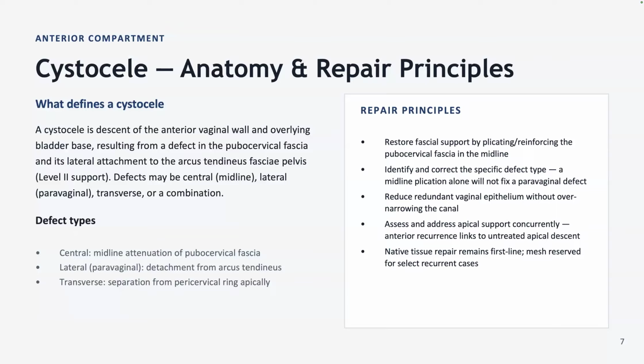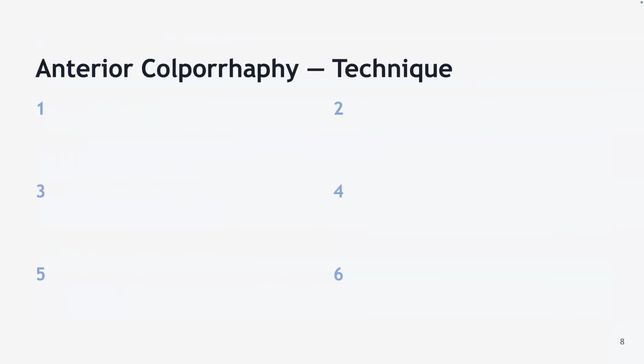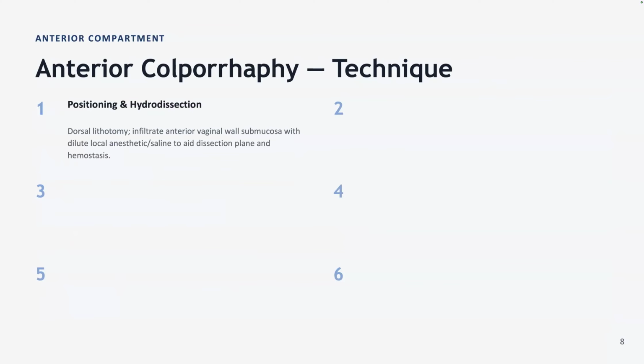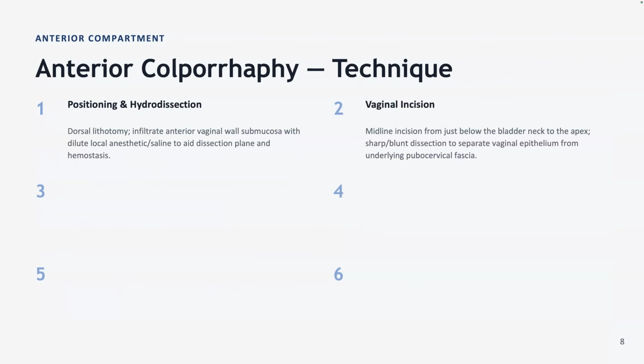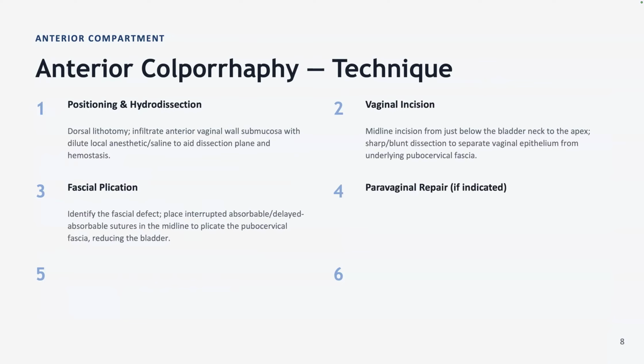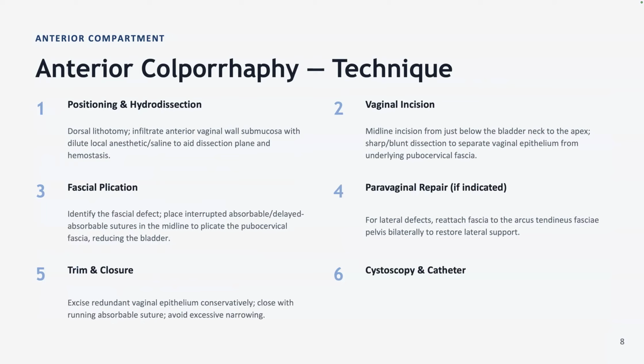Native tissue repair is first line, with mesh reserved for selected and recurrent cases. Now, anterior colporrhaphy, there is a technique. First is positioning. Number 2 is the vaginal incision. Third is fascial plication. Fourth is paravaginal repair. And fifth is trim and closure. And sixth is cystoscopy and catheterization.